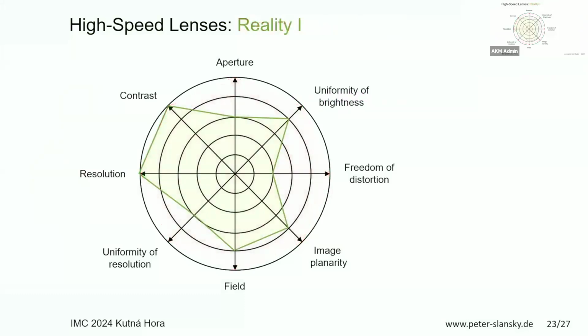What you get as a real lens that you can buy is, for example, something that lacks aperture but has good quality in resolution and contrast, but sacrifices on the distortion side, you accept some distortion, or on the uniformity of the resolution, you accept some sharpness falloff from the center to the corner. Very typically, a high-speed lens has a large aperture, but low uniformity of brightness, maybe no good uniformity of resolution, and some lack of image planarity, which is also not very funny for astronomy. So that's the main reason.